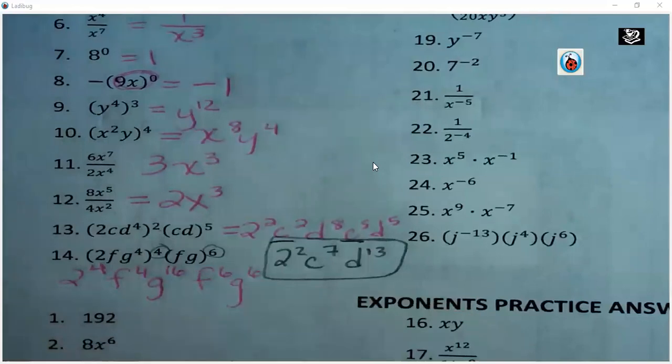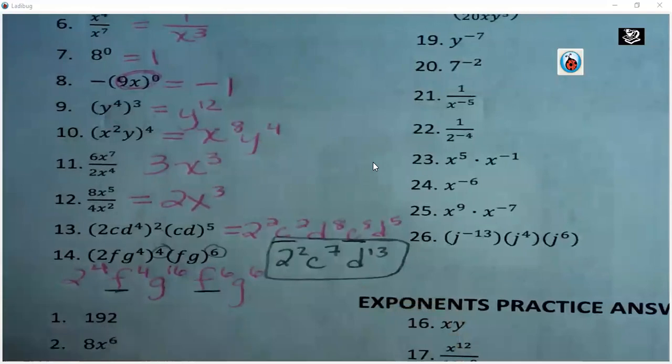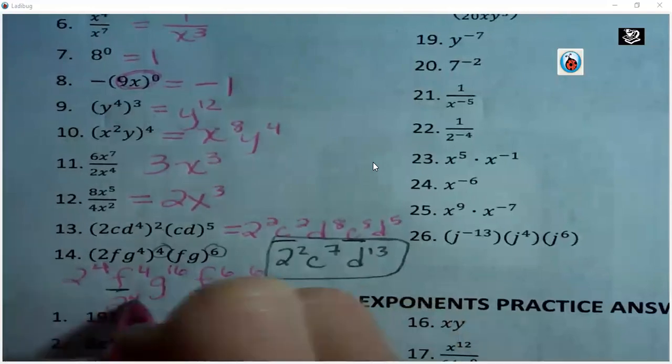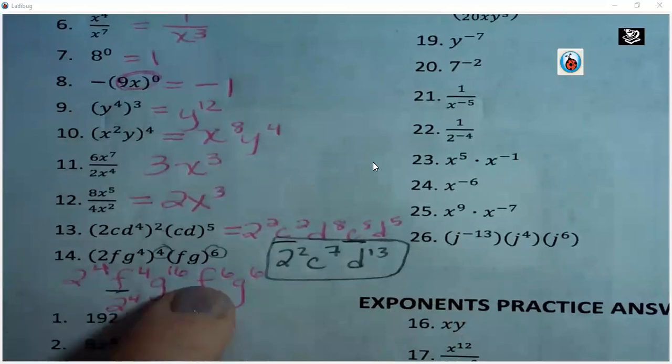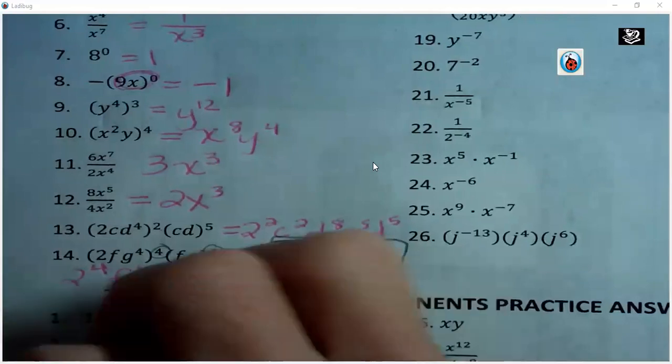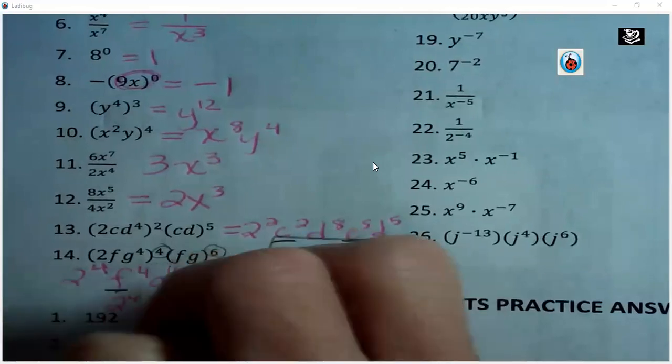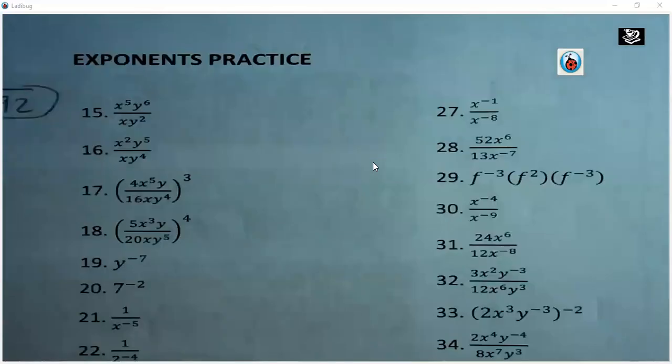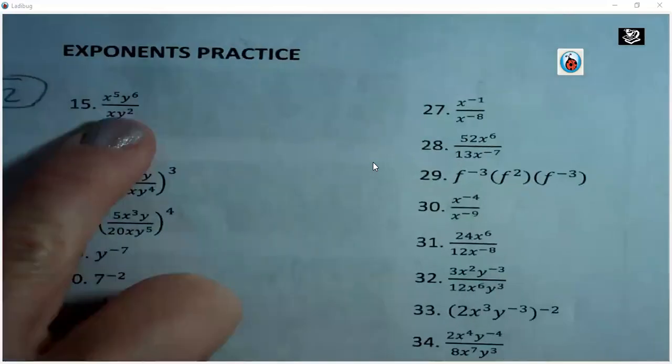Do you know what the last step is, Riley? To condense it, make it tiny like the last one. Yep, and so we have to add now because we have 2 separate bases. So we add. That gives me F to the 10th and G to the 22nd for that one. Okay. All right, number 15. Number 15, Larit, you're up for 15.